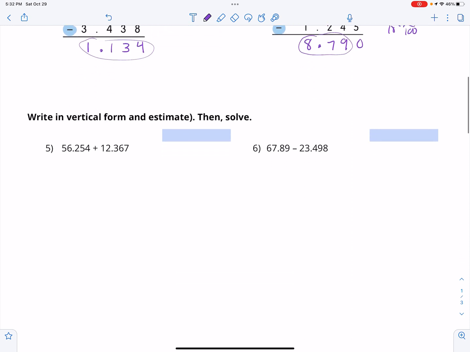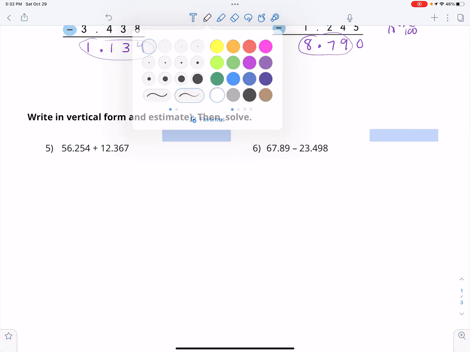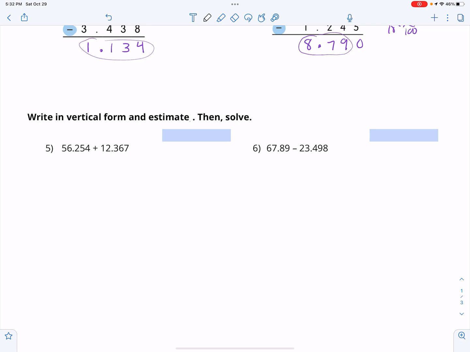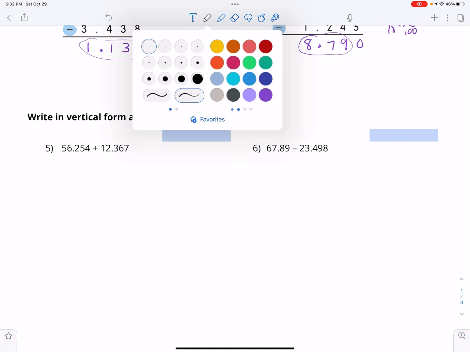Question number 5. It says to write in vertical form and then estimate, and there's a wee bit of a typo, but you're not going to see that. Oh, no, there's no typo. I don't know what you're talking about.